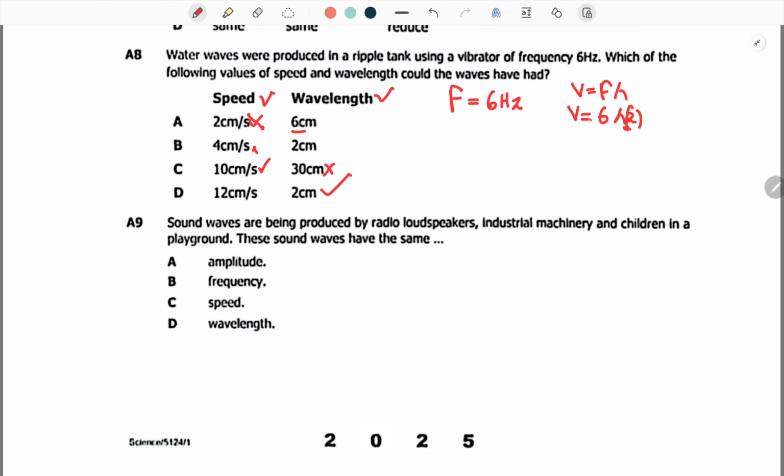So in this case, our speed should equal 12 centimeters per second. And then, of course, our wavelength is going to equal 2 centimeters.